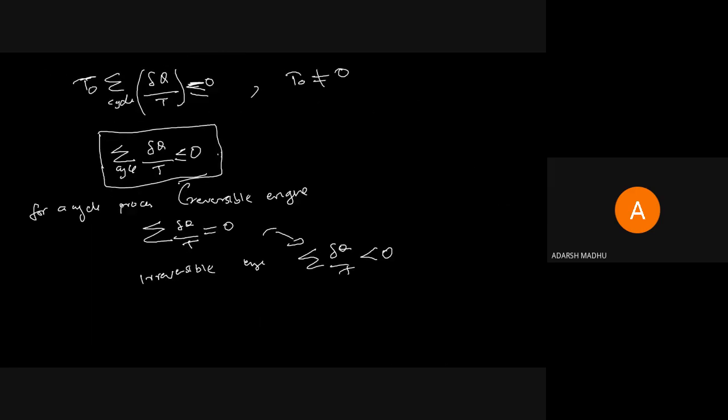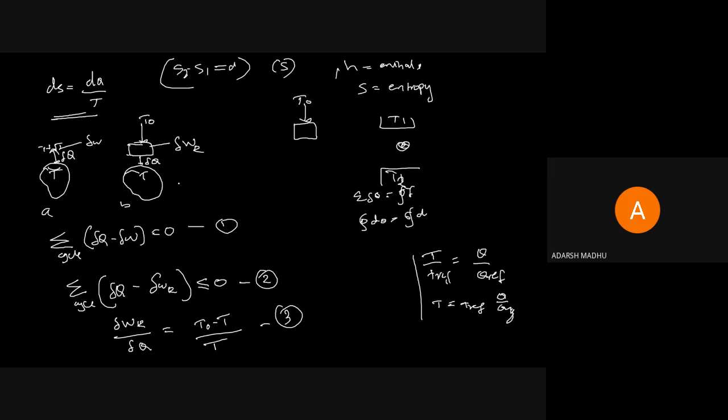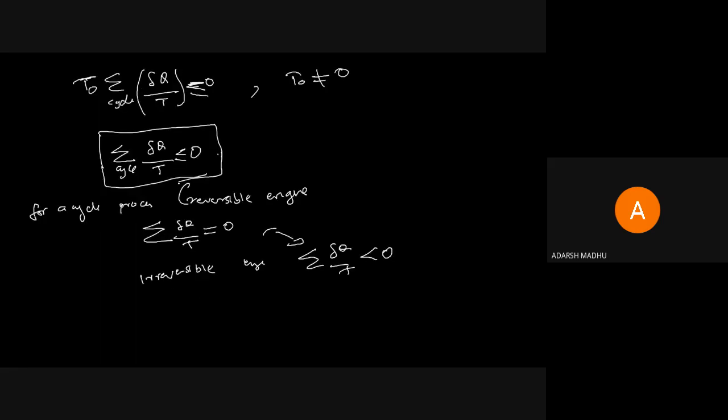So I am concluding this class. In this class we have studied entropy. What is entropy? Entropy is related to a quantity of heat, and we can show the possibility of conversion of that heat into work. We can write the equation as ds equals dq by t. How do we get dq by t? By the Clausius theorem.